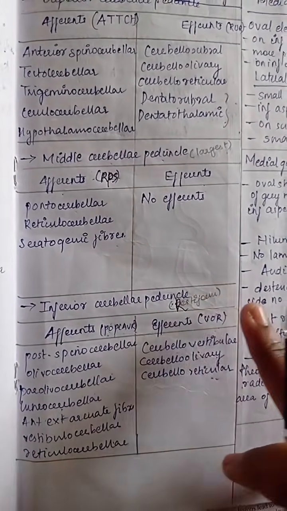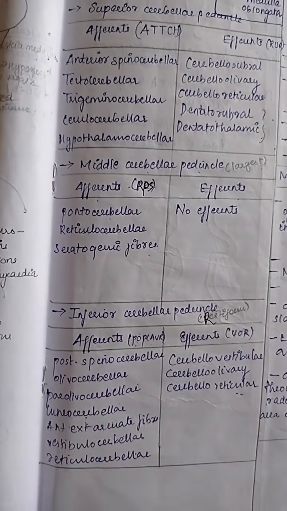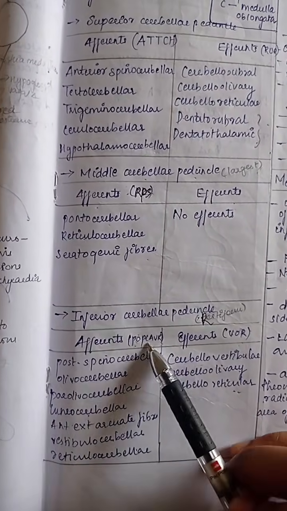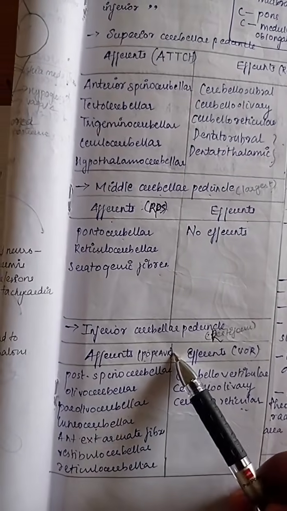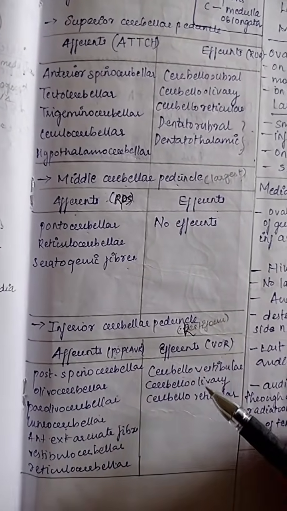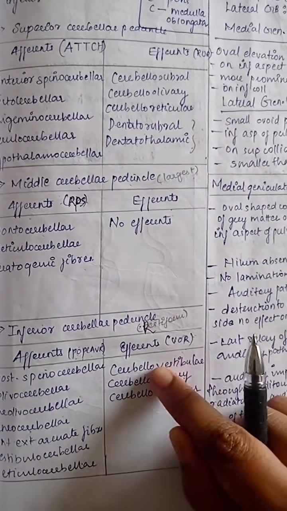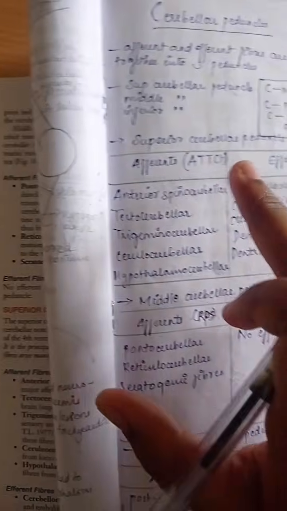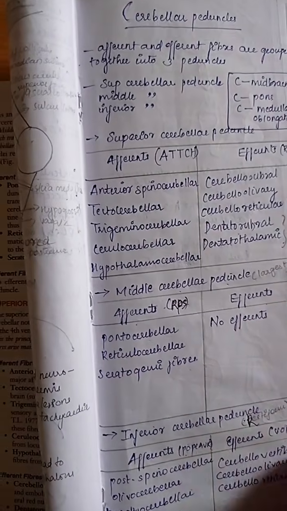Then the inferior cerebellar peduncle, also known as restiform body. The code for the afferent is POP-CAVER: posterior spinocerebellar, olivocerebellar, parolivocerebellar, cuneocerebellar, anterior external arcuate fibers, vestibulocerebellar and reticulocerebellar. Then the efferent will be VOR: vestibulocerebellar, olivary and reticular. The only thing we have to learn is this code: ATTCH and ROR, RPS with no efferent, and POP-CAVER and VOR.